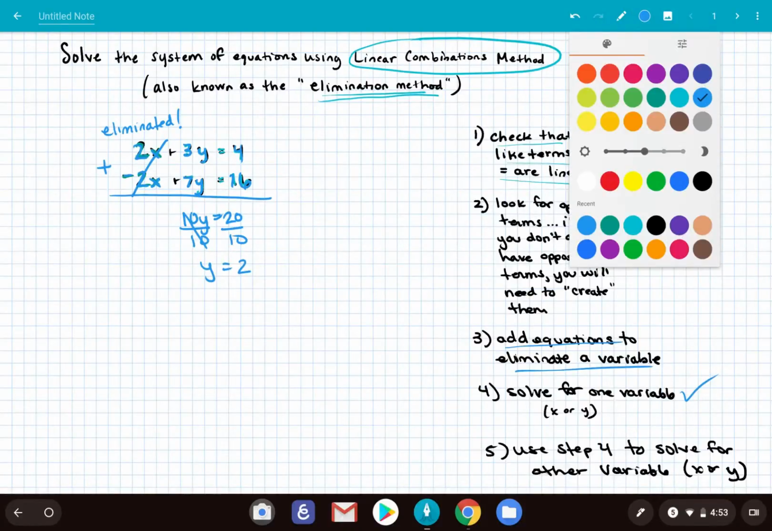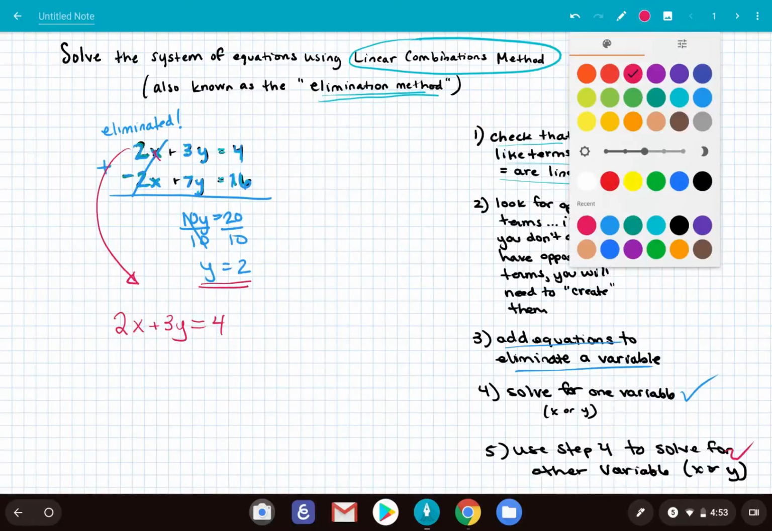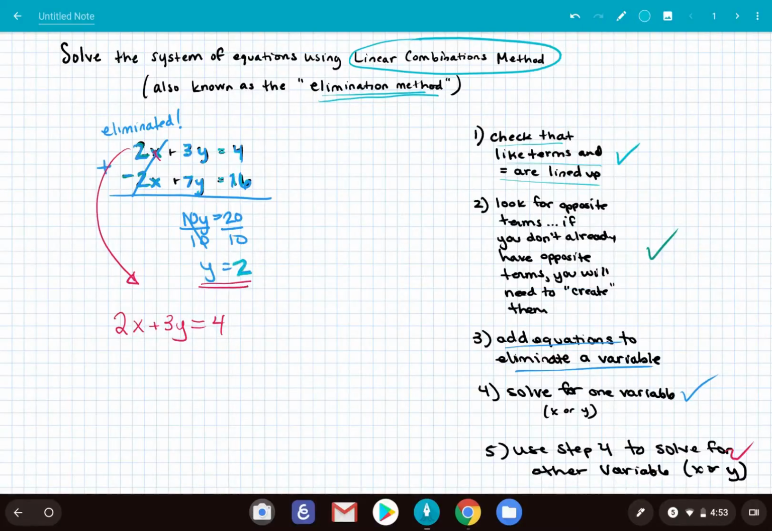Finally, the last step would be to use step 4 to solve for the other variable. So I know what y is equal to, but I also need to know what my x is equal to. So let's go ahead and take one of our original equations. It doesn't matter which one you choose. I'm going to choose the top equation, and I'm just going to substitute this value in for my y. So now I have 2 times x plus 3 times 2 is 6. And now I can solve my x value.